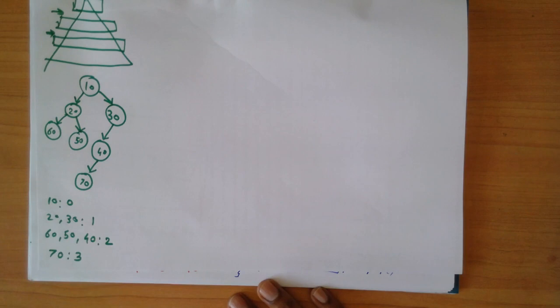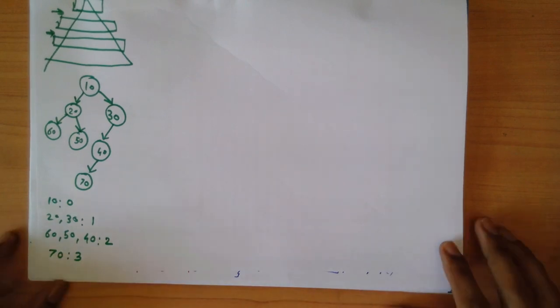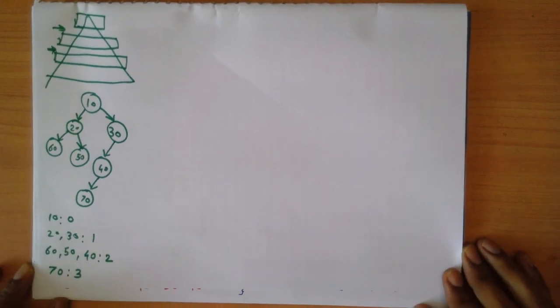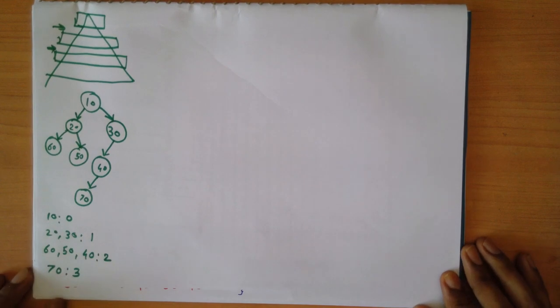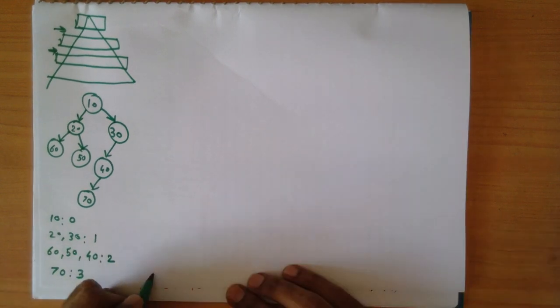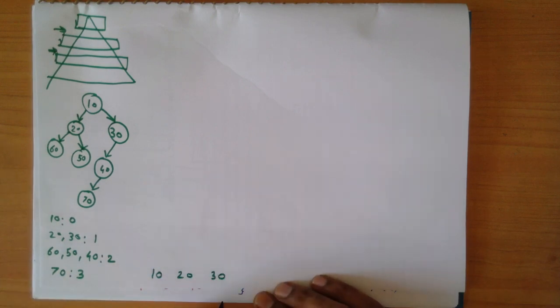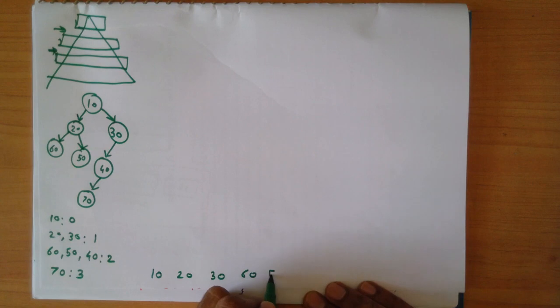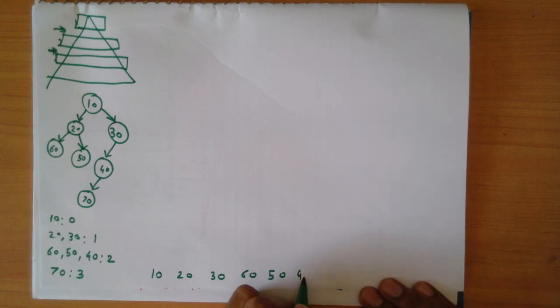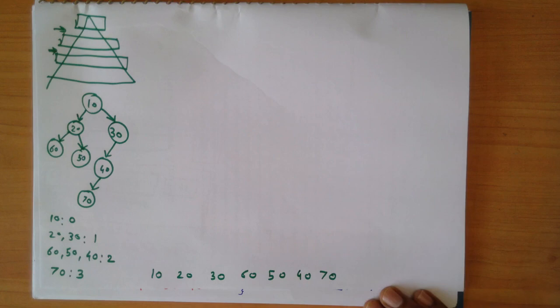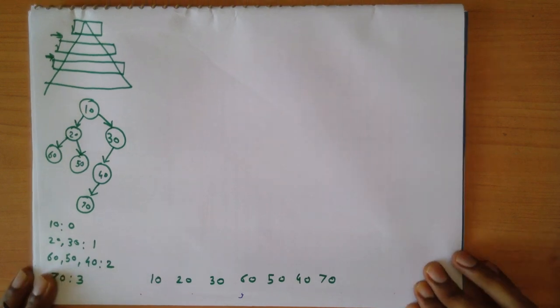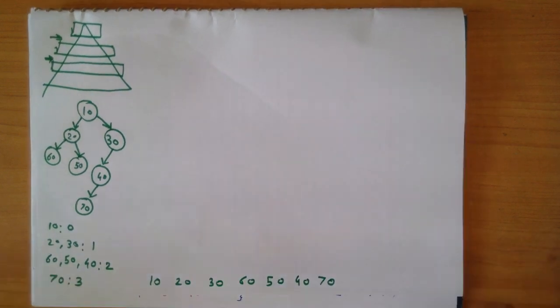So when I perform the level-wise traversal, breadth-oriented traversal of this binary tree, the output that I expect is first 10, then 20, then 30, then 60, 50, 40, and then 70. That's what is expected from the breadth-oriented traversal, the level-wise traversal. So let's think about the method.